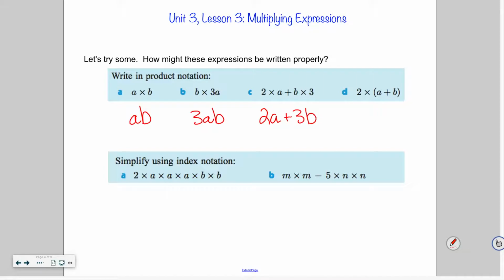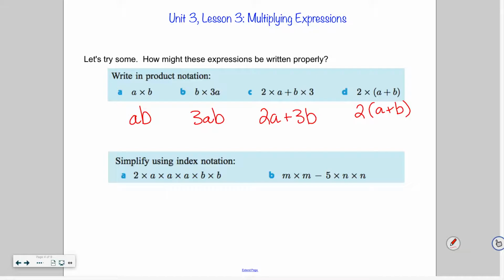What about the next one? 2 times brackets a plus b. There are a few different answers I would take here. Grace, what do you think? 2 brackets a plus b. Okay, yeah, I like it. You definitely don't need the brackets or the little x sign between the 2 and the brackets. 2 next to brackets means times.